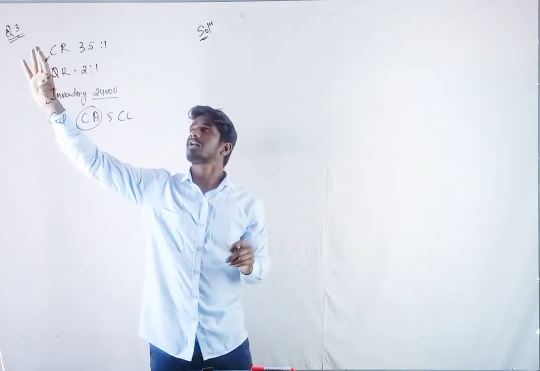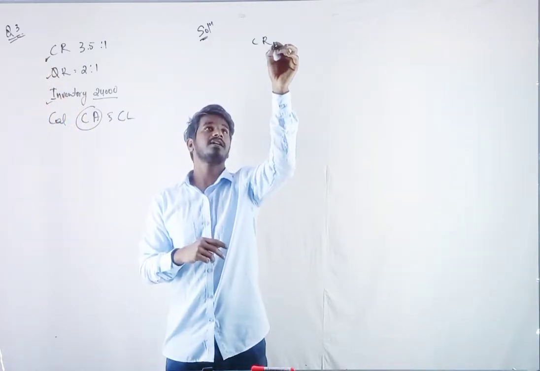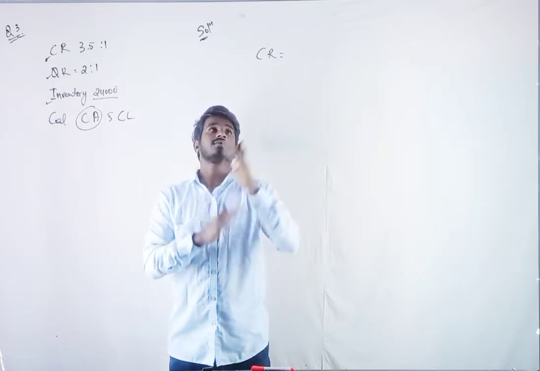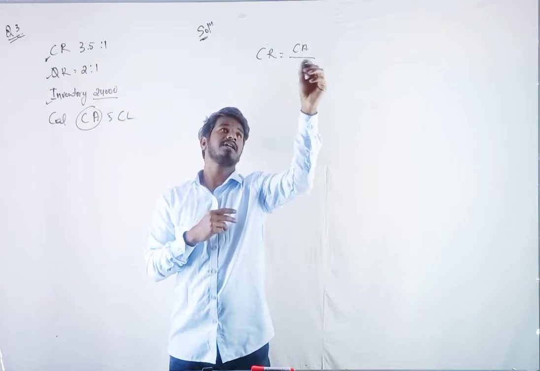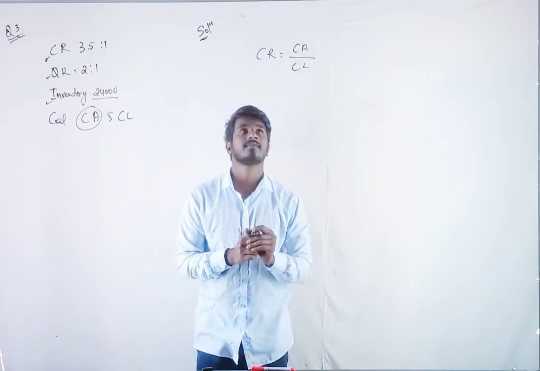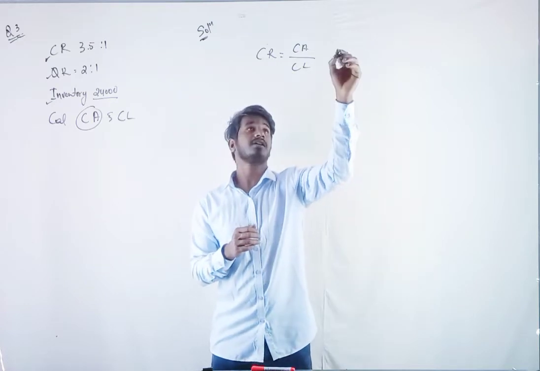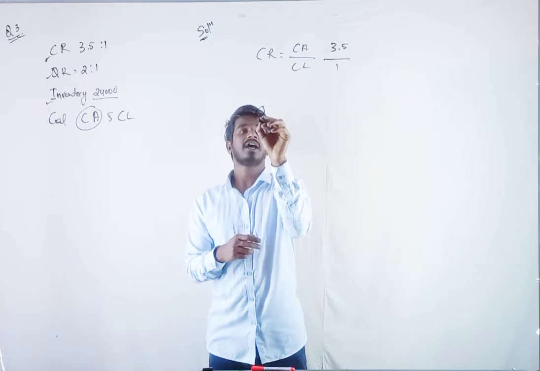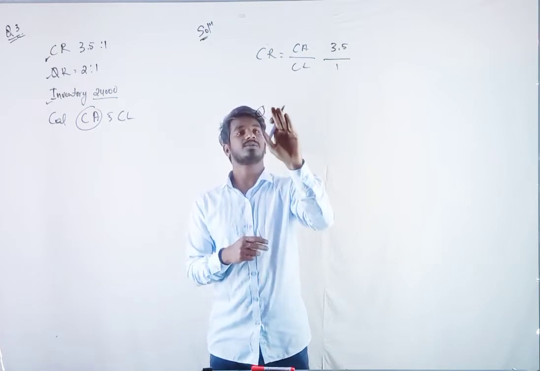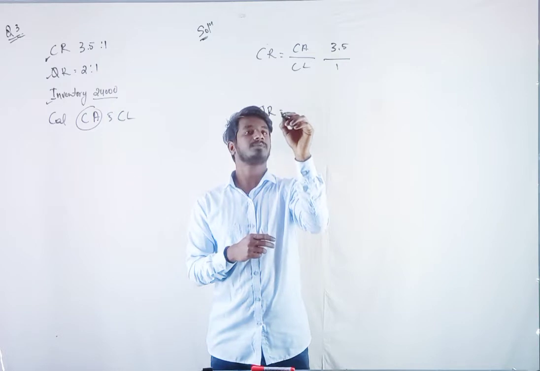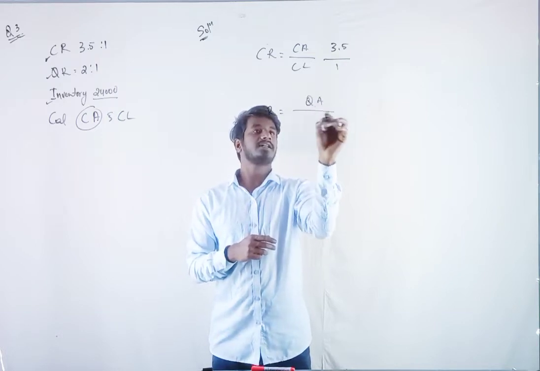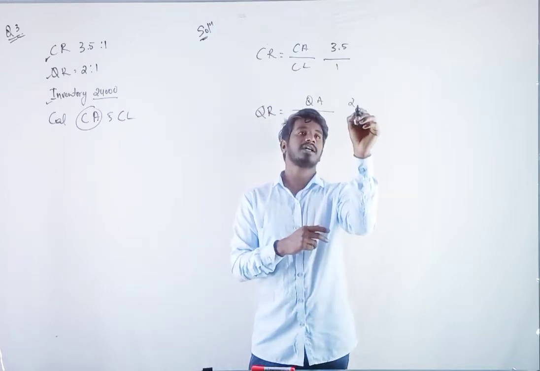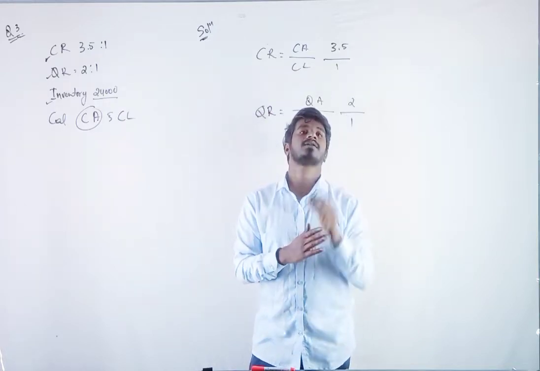First thing, they have given ratios. Current ratio they have given. What is the current ratio formula? Current asset divided by current liability. Fine. Open up the ratios: 3.5 divided by 1. Then they have given quick ratio. Quick ratio is quick asset divided by current liability. So quick asset is 2 divided by 1.